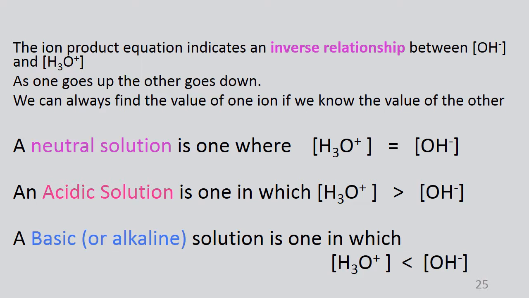So a neutral solution is one where the two concentrations are equal to each other. If the H3O plus, which stands for acid, is greater than the OH negative, then we call that an acidic solution. And if the H3O positive is less than the OH negative, we call that a basic solution. Sometimes you'll hear the word alkaline solution. Basic.